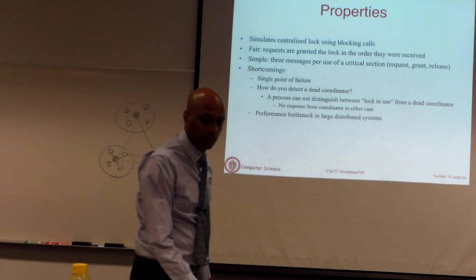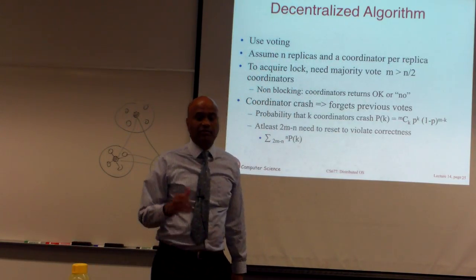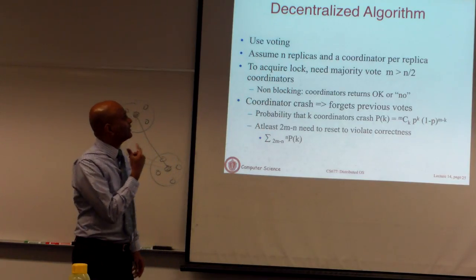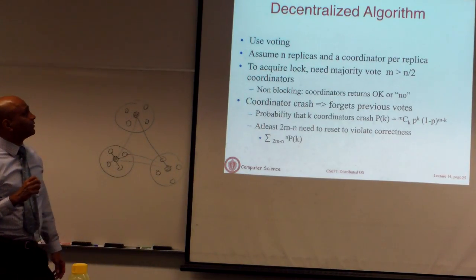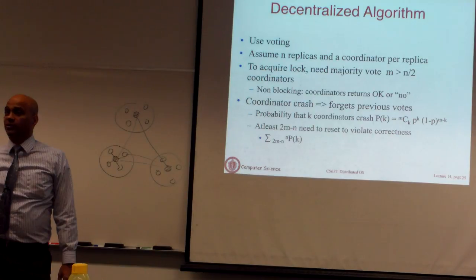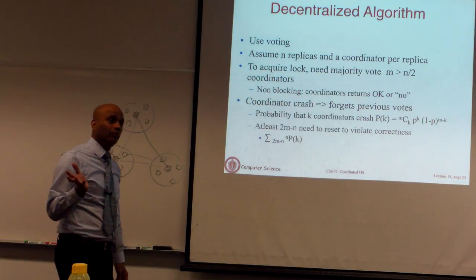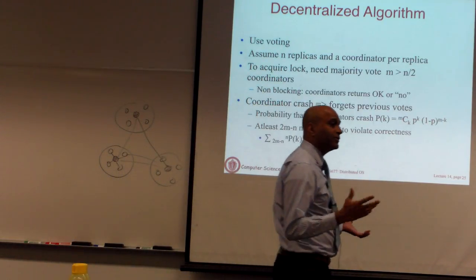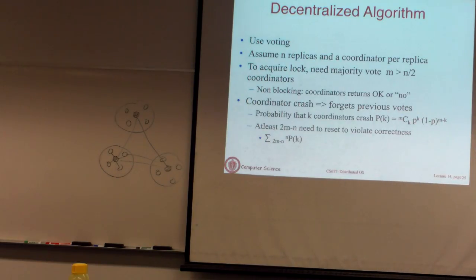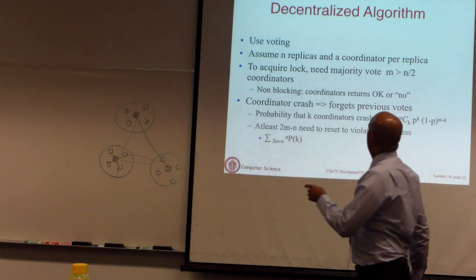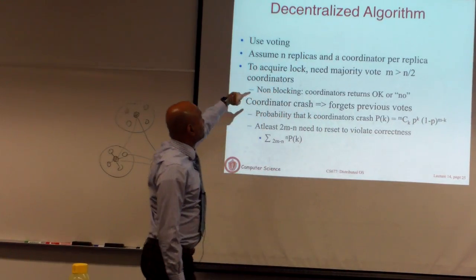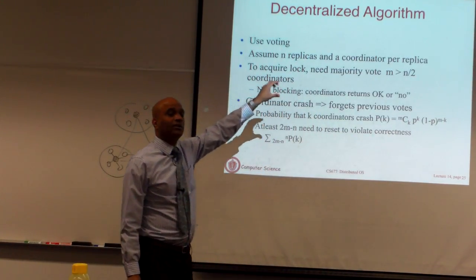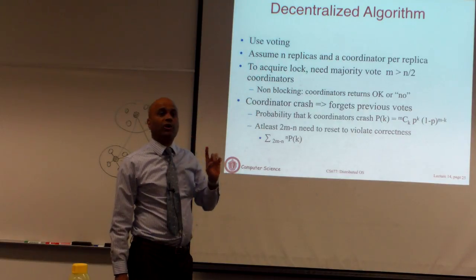So now I'll talk about a different algorithm, one that is decentralized. This is going to be voting driven. There's no coordinator now. All processes have to participate in voting to figure out which lock request to grant. If there are multiple lock requests, you are going to use voting to figure out who is going to win. Essentially, we'll assume that there are n replicas, and within each replica, there's a coordinator thread.